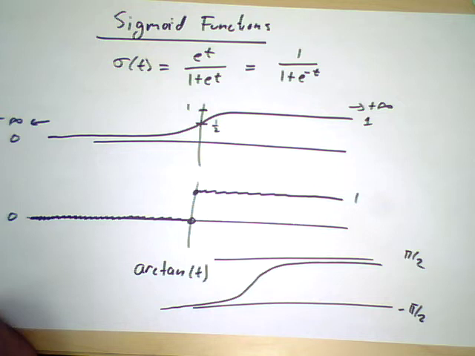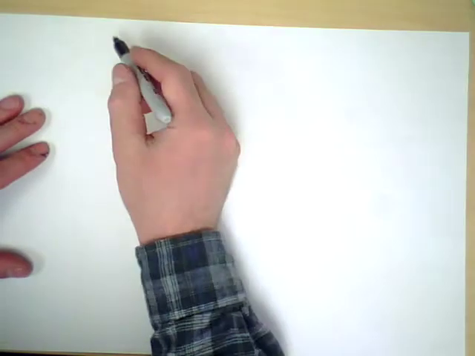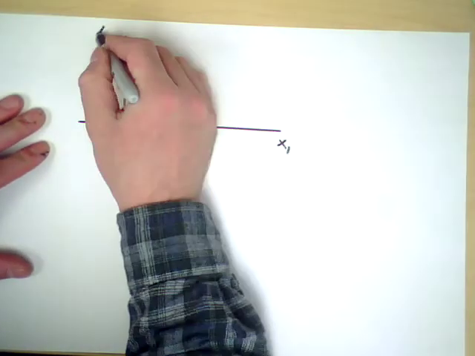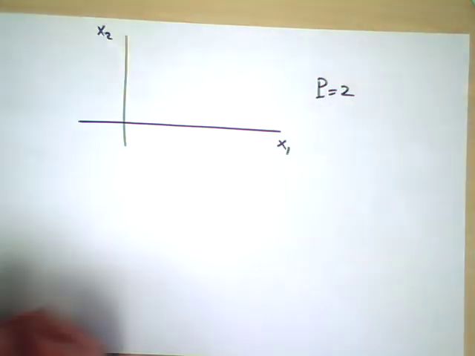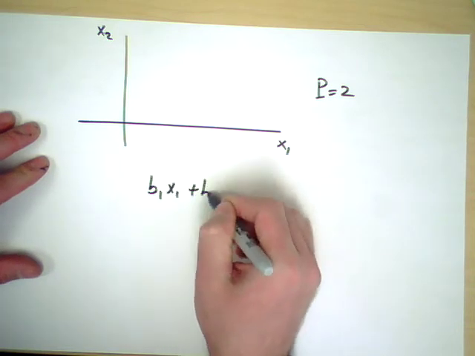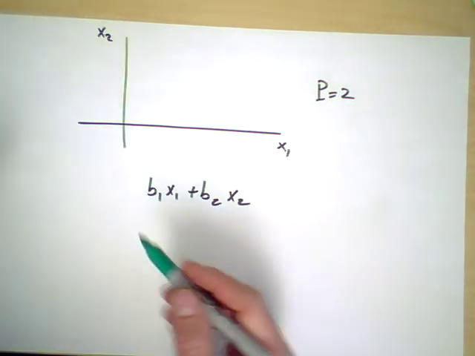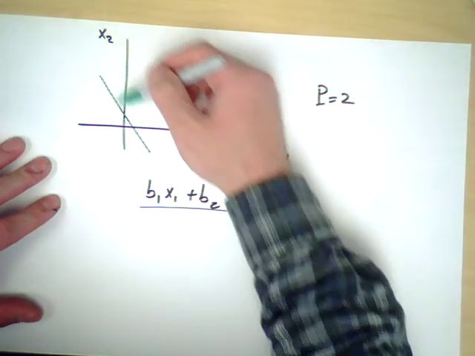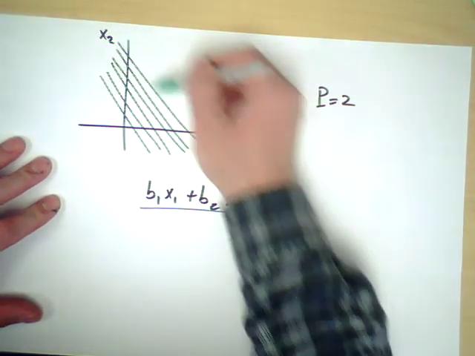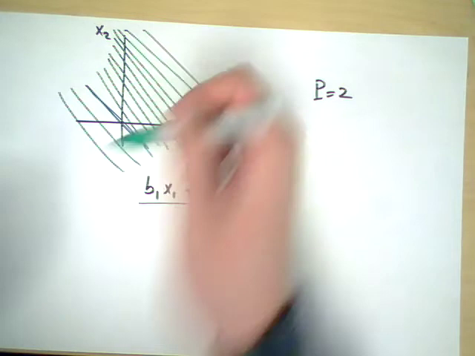So the idea here is that when we make a cut with a hyperplane, we want to talk about being on one side versus the other side of a certain level of that hyperplane. So let me draw a picture of this. Suppose I'm working in two-dimensional space, x1, x2. So in this case, p is equal to 2. And I consider some hyperplane family of the form b1 x1 plus b2 x2, where b1 and b2 are some fixed numbers. If I draw the level sets of this function, it's a family of parallel hyperplanes.